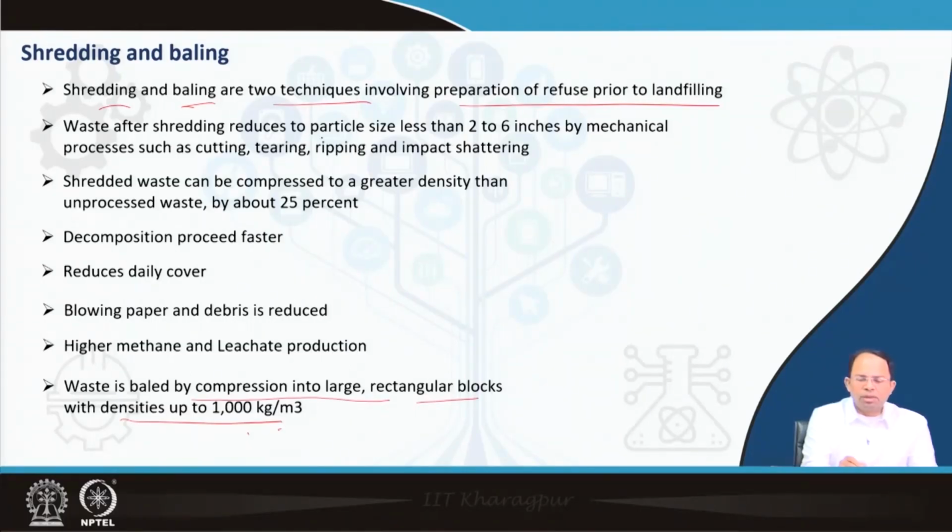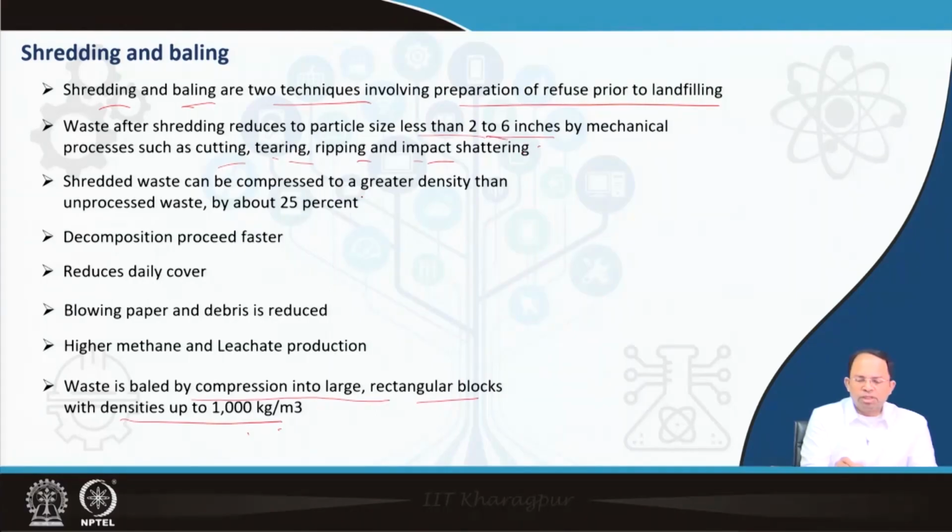Waste after shredding reduces to particle size less than 2 to 6 inches by mechanical processes such as cutting, tearing, ripping and impact shattering. Right. So these are the mechanical processes that could be taken up to shred the waste into smaller sizes.